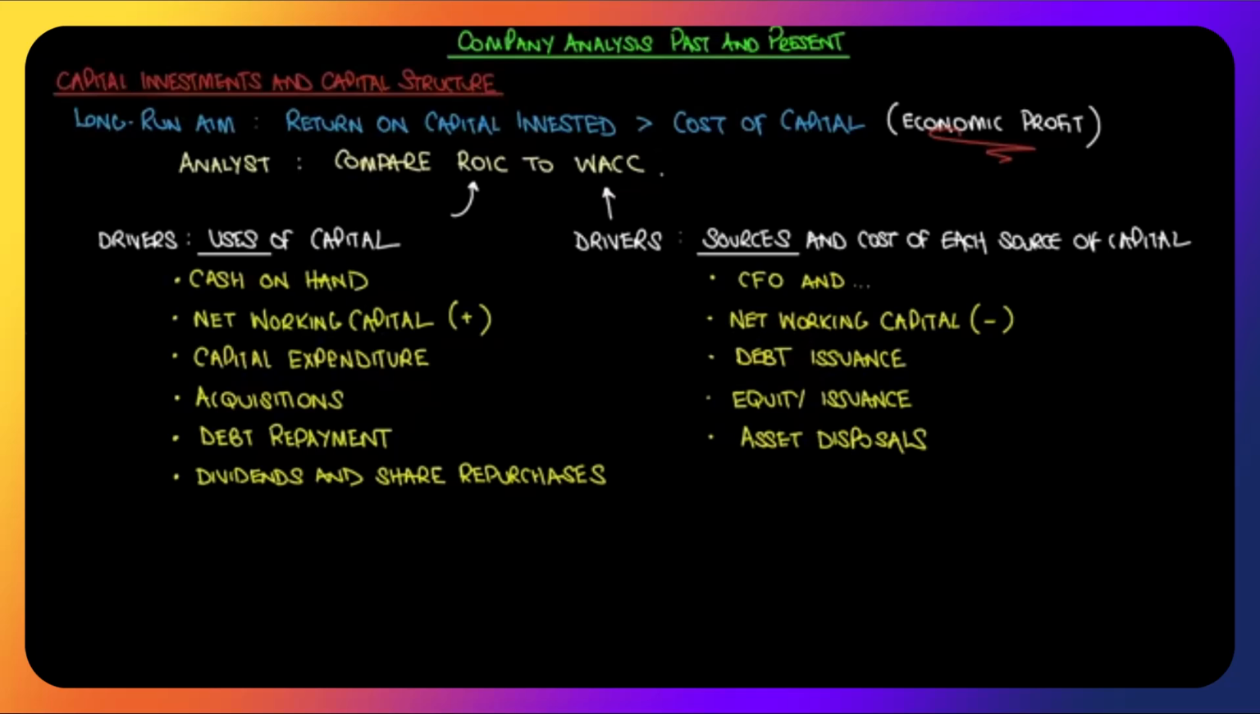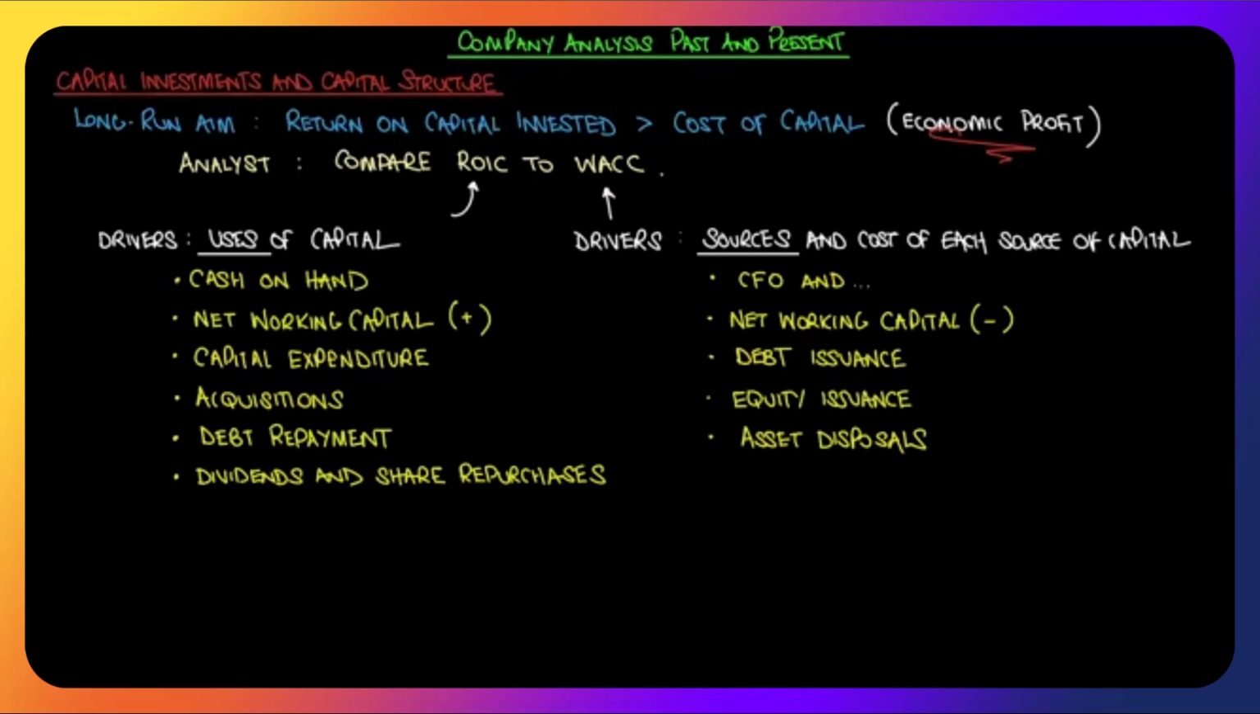Let's think drivers. What drives your return on invested capital? Well, what you use it for. Does it just sit there as cash on hand? If it does, it's just costing you money. Do you have net working capital? If it's positive, sat there is a use of capital. It's costing you money. Capital expenditure, you're using it to generate revenue by investing in projects.